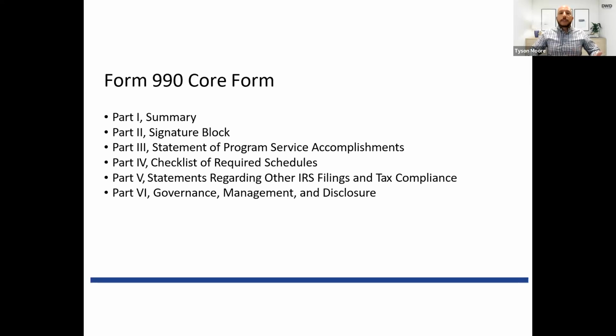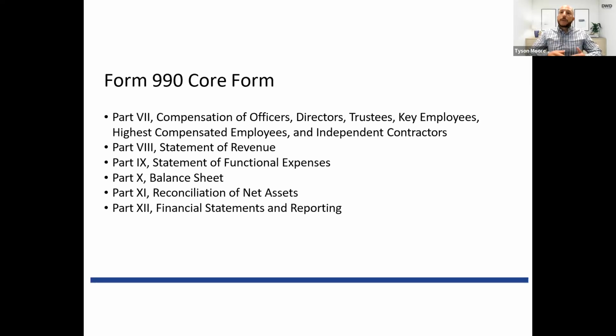And as you can see here, so far they haven't asked anything about your organization's financials. It's not really until we get further down where we start seeing items about your revenue, your expenses, your balance sheet. So unlike a for-profit return where you're reporting a bunch of numbers and calculating a tax at the end of the day, Form 990 is really an informational return, and it provides not only information about your finances, but about your organization as a whole.